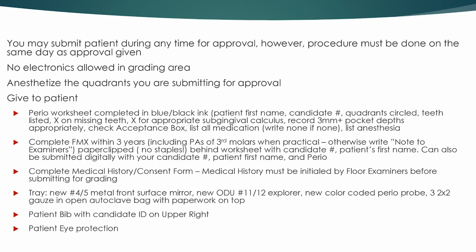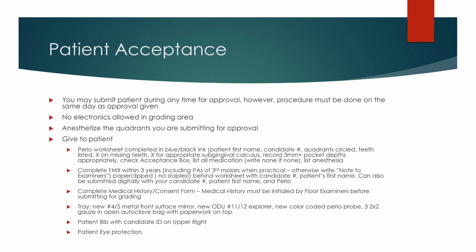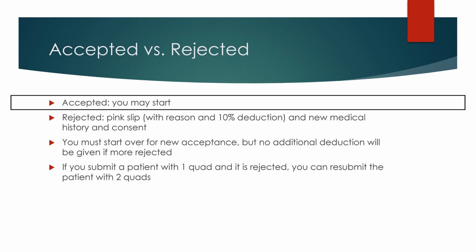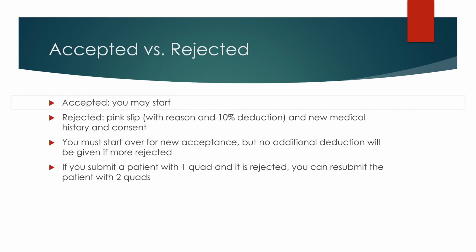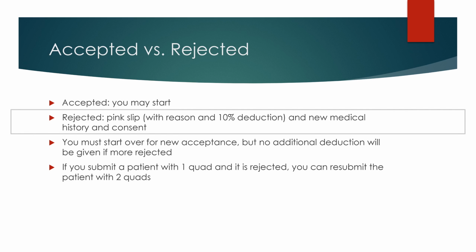The patient should be in a bib with your candidate number on the upper right, and the patient should have eye protection. So, accepted versus rejected. If you are accepted, you can start. If you are rejected, you will receive a pink slip, and it will tell you the reason why you were rejected, and you will receive a 10% deduction in the perio section. You will not be given back the medical history or consent form. You will have to make new ones.